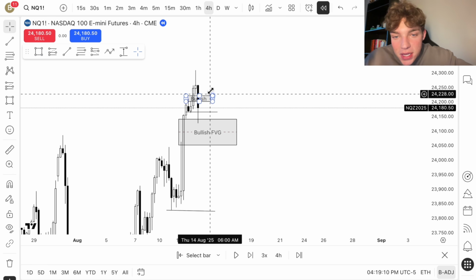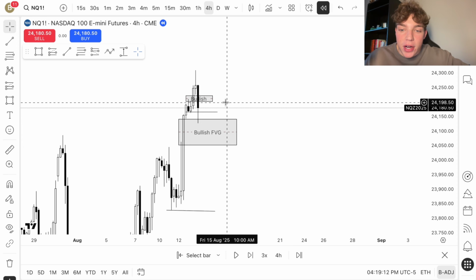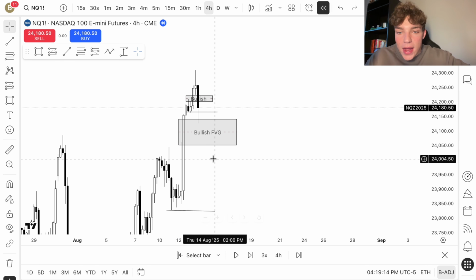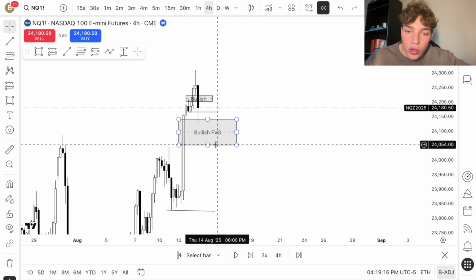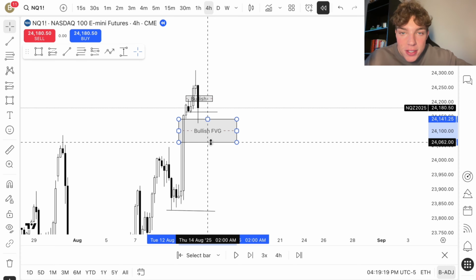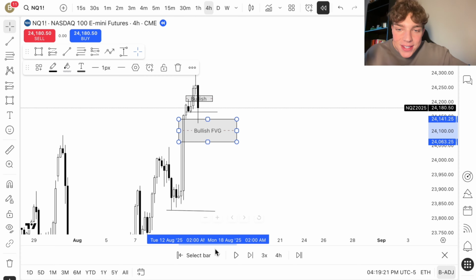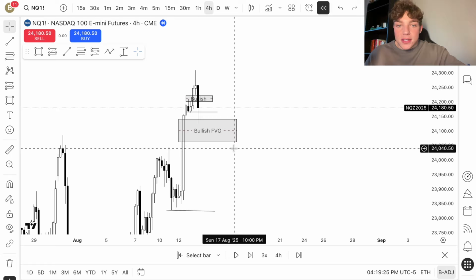I let price play out. We inverse this fair value gap. Does this mean I'm bearish to these lows? No. Why? We just swept these lows and we're still holding this bullish fair value gap. So I know until we close below this fair value gap, we can't see these lows. If we respect this, we might continue higher. If we disrespect that, we'll go to these lows.